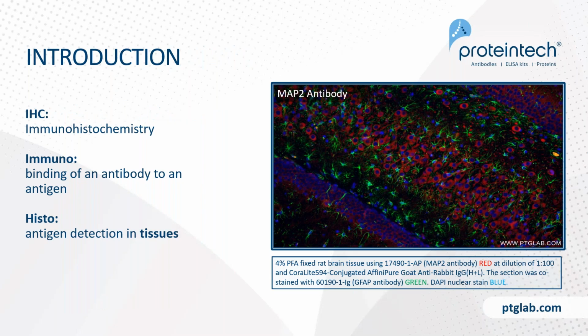So quickly, I'm just going to briefly talk about the different acronyms that we see around immunohistochemistry and immunofluorescence. IHC refers to immunohistochemistry, which is simply the binding of an antibody to an antigen within a tissue. Here you can see a rat brain slice stained with the MAP2 antibody, a common neural marker, in red. In green, you've got GFAP, which is an astrocyte marker.